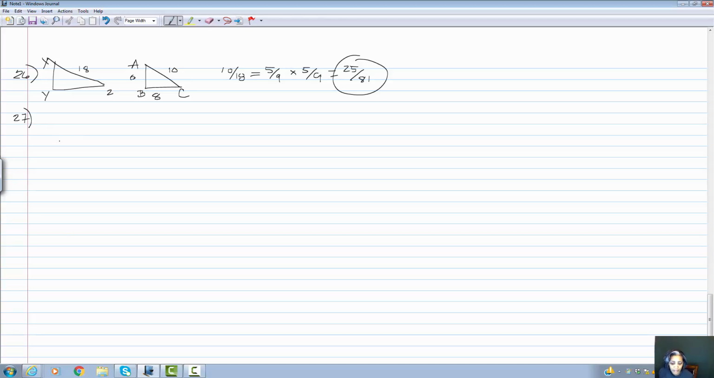On 27, we've got a number randomly selected from the integers 1 to 25. And we want to know what's the probability that the number chosen is divisible by 2, 3, 4, or 5. So basically, what's the probability that the number chosen is non-prime?